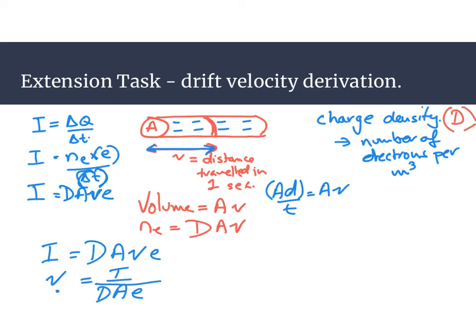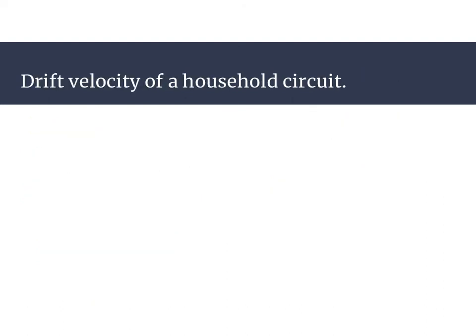So let's put this into context. Let's use this for the drift velocity of a household circuit. What we usually work with is that the cross-sectional area, the radius, is about 2 mm. We're usually looking at a current of somewhere around 0.5 amps, which is just an approximate, but that's still quite a bit of current. We don't know the velocity, we're trying to find that out.